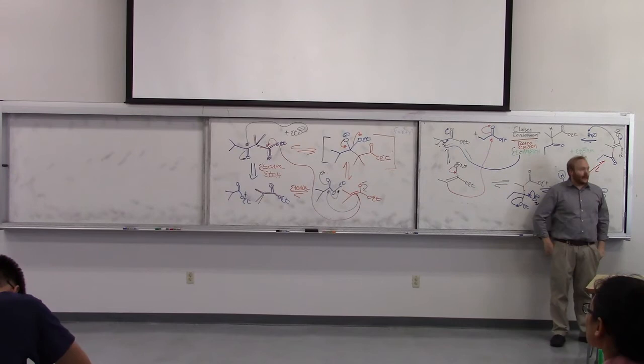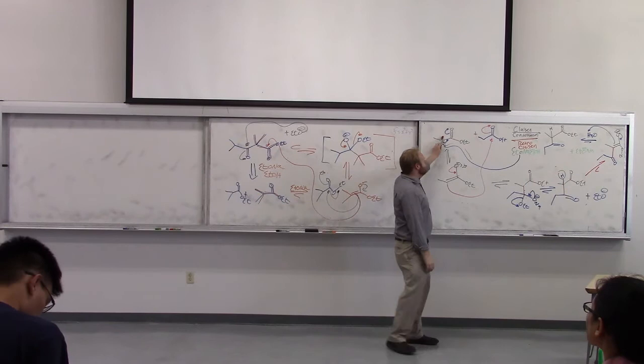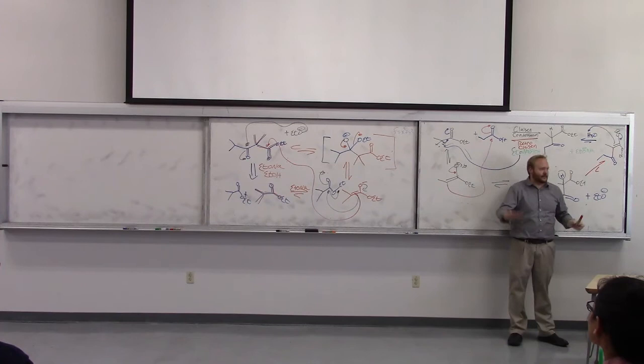So just to give you an example that you might see in an exam, I might say, all right, two equivalents of this under Claisen conditions will give you this product if I don't say H3O, and this product if I say H3O, right? So the classic kind of question I like to ask.